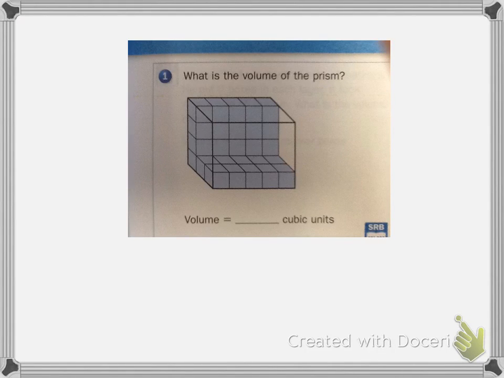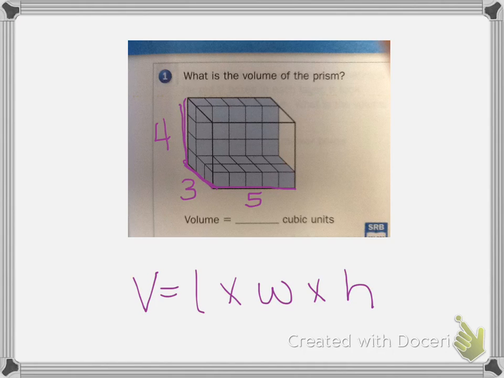Number 1 says, what is the volume of the prism? So if we look here, we know that one way to find volume is length times width times height. If I look at the length, going this way, we have 1, 2, 3, 4, 5. The width is 3, and the height is 4.